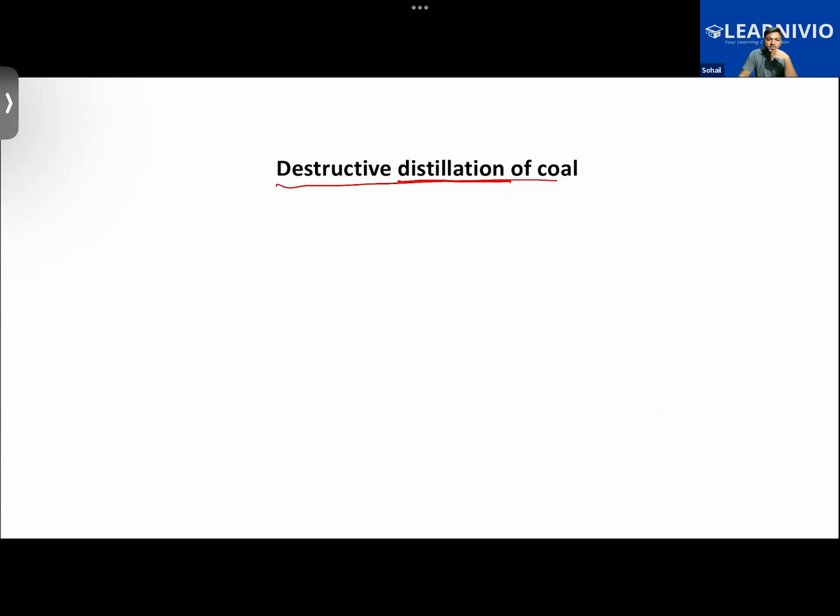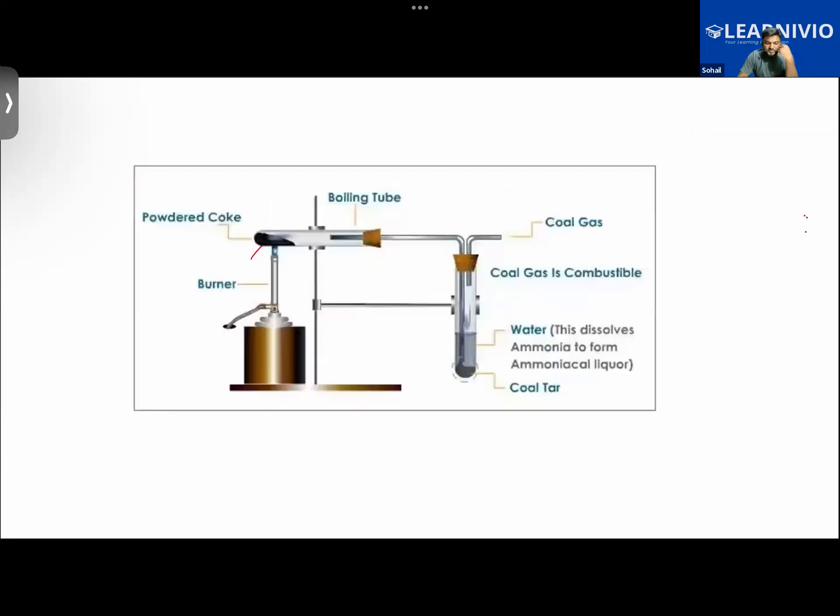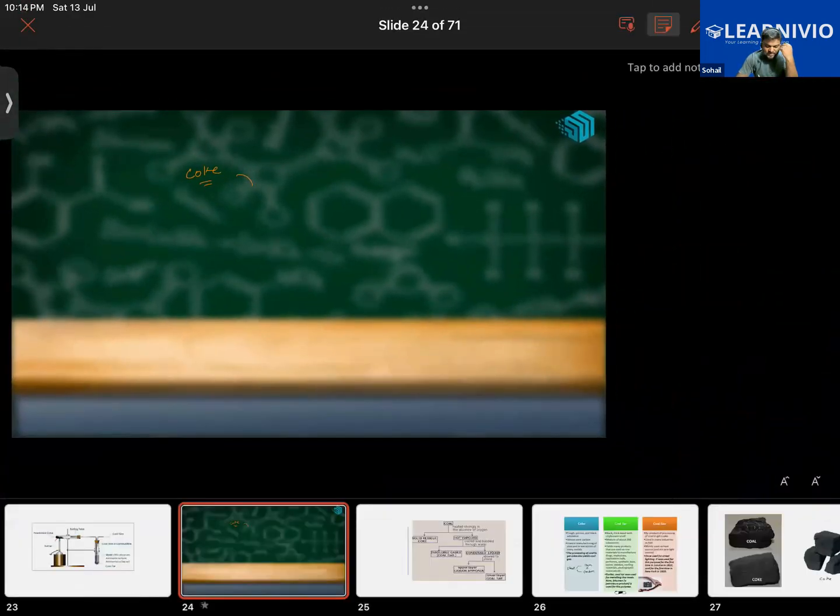Talking about coke. Coke is obtained in a powder form, I would say not exactly powder, but it is almost the pure form of carbon. It will contain approximately 98% of carbon. Getting it now? You guys saw this video as well.